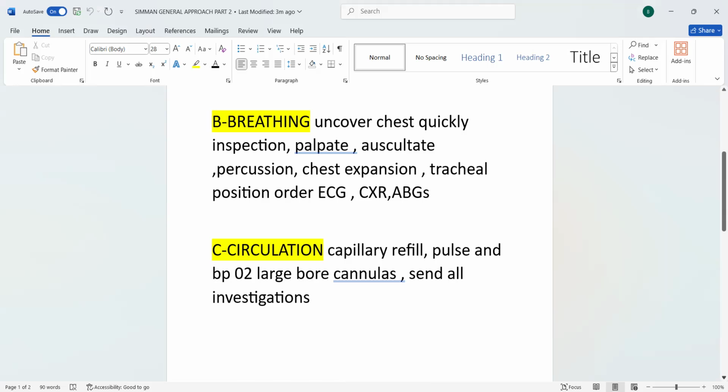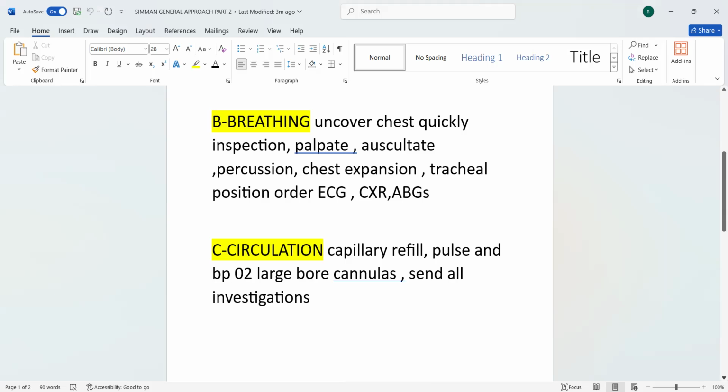Okay, understand. So after breathing, for example, in asthma, you find bilateral wheeze, or it might be found in anaphylaxis also. In anaphylaxis, when you uncover his chest, you might find some rashes on his chest also. Okay, so after breathing, we are going to the circulation part.